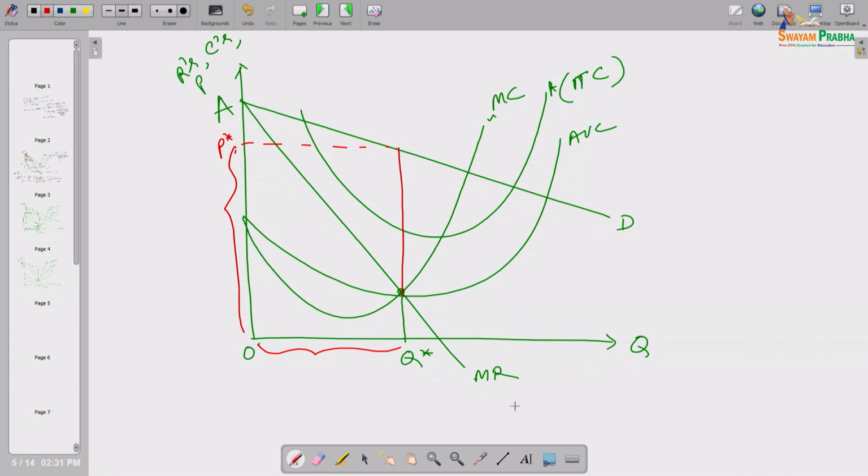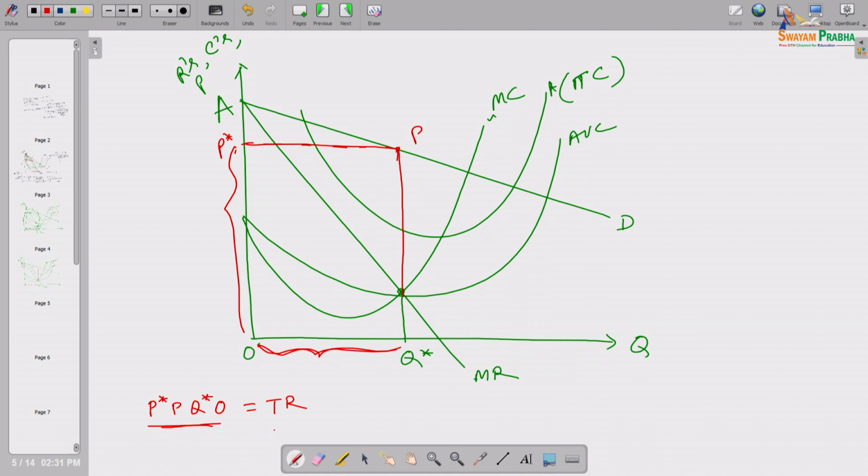Now if we ask how much profit that producer will get, of course it is very easy, because this is the price per unit. So this larger box, suppose this point is say P. So P star P Q star O, this rectangular area is his total revenue, because this much quantity into that much price, that is the total revenue.